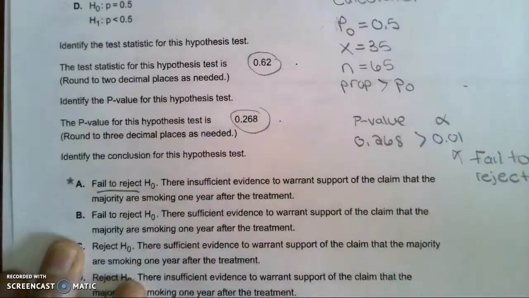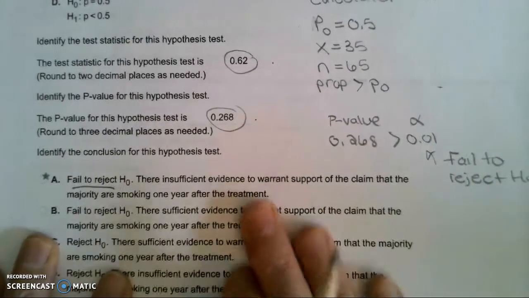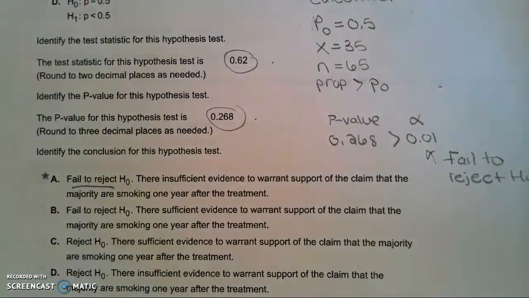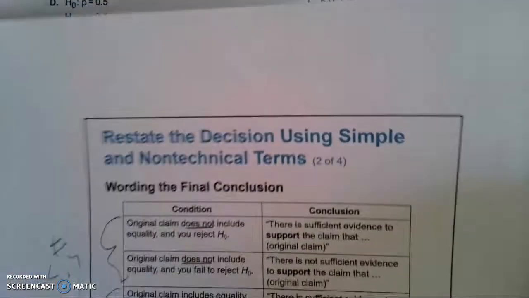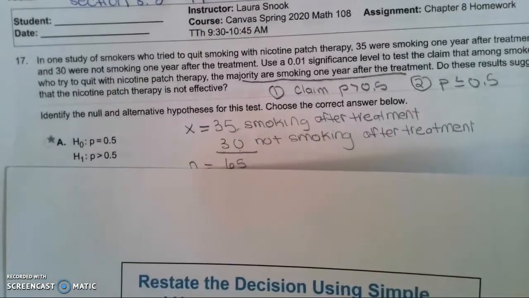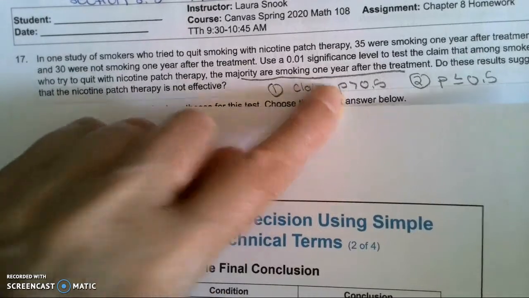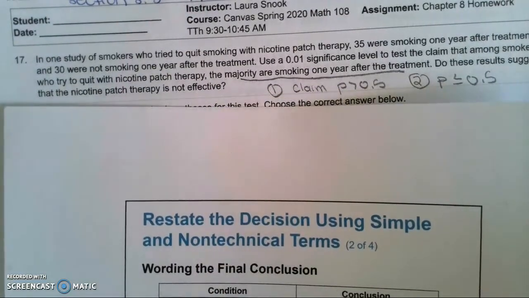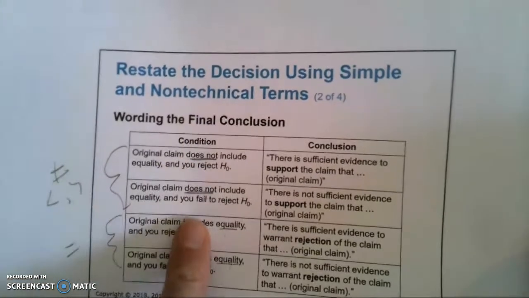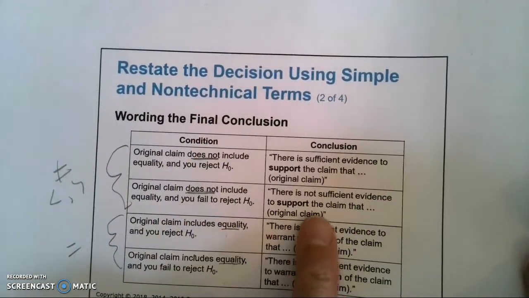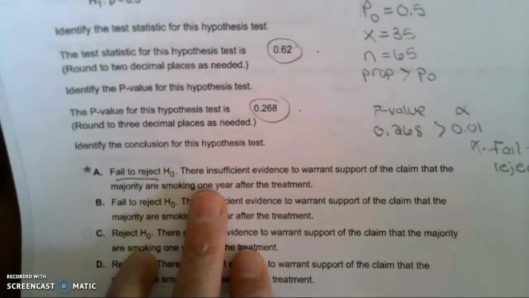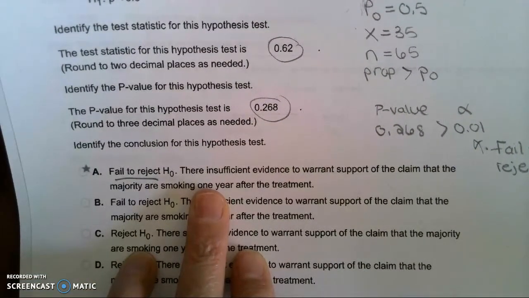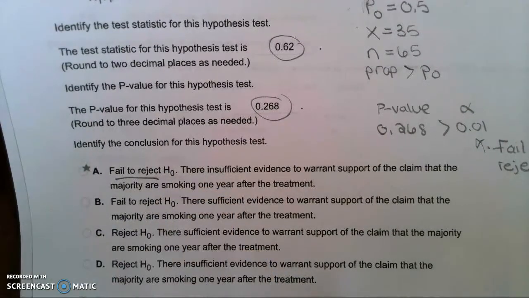According to this information. And then for the last part, the wording, that's like this number 8 here. It's always helpful if you have this with you. So the original claim did not have an equal sign, is greater than. Does not. And then we did fail to reject. So it does not have an equal sign, which is these two, and we failed to reject. So this should be kind of the wording. There's not sufficient evidence to support the claim. They say there's insufficient evidence to warrant support of the claim. So it's pretty similar.